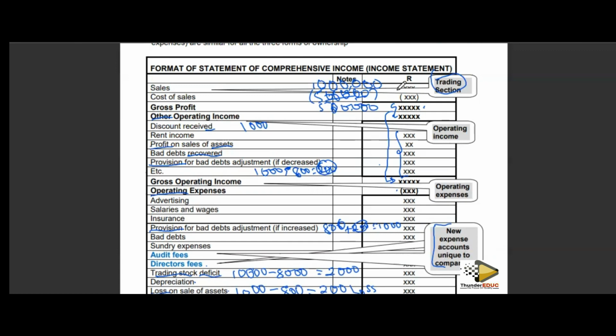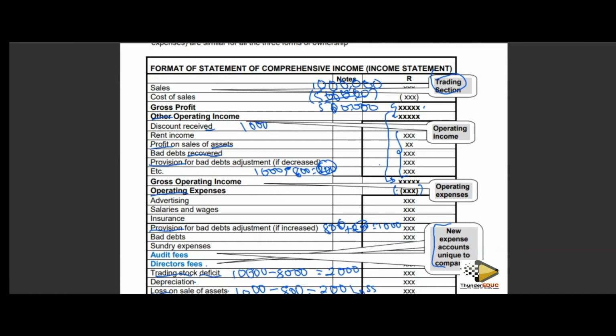Now, we proceed, okay? After subtracting off this here, we subtract it from this, then what do we get? You see what I'm doing? The figure we are using here, this one, it's coming from gross operating income minus operating expenses. So operating profit or loss.